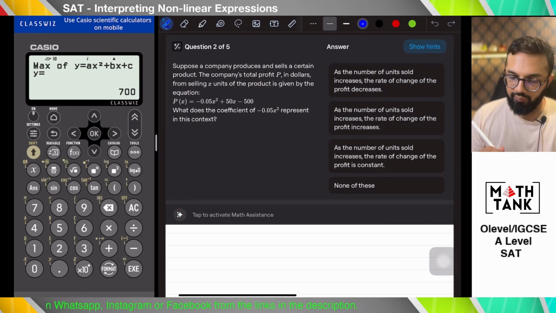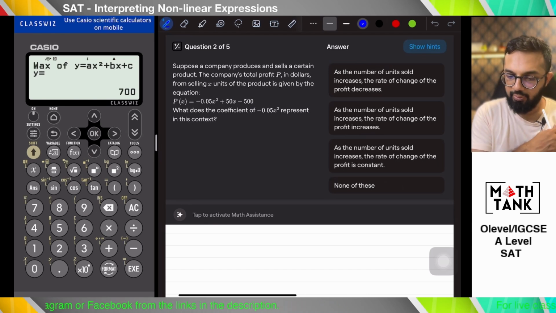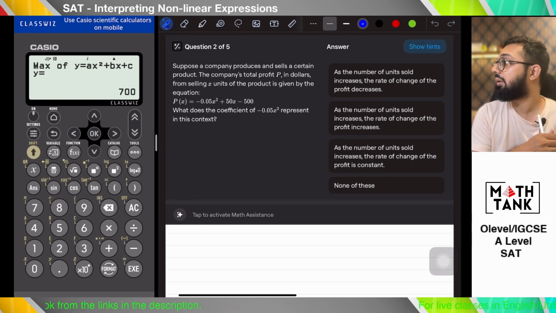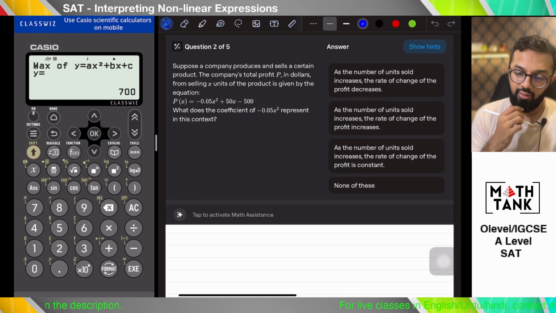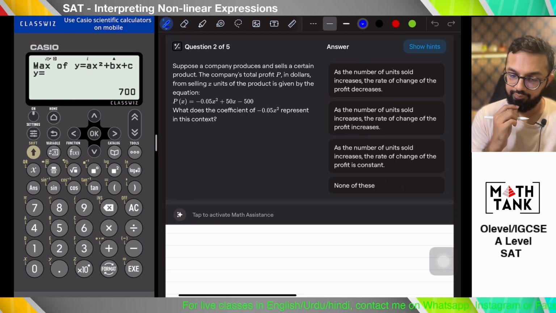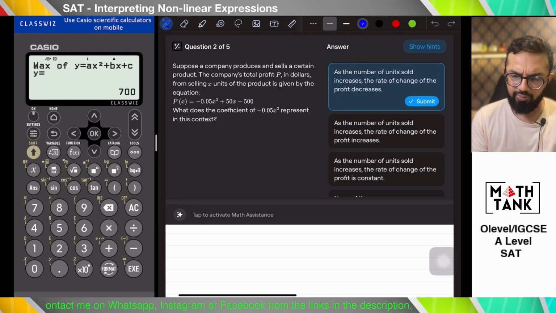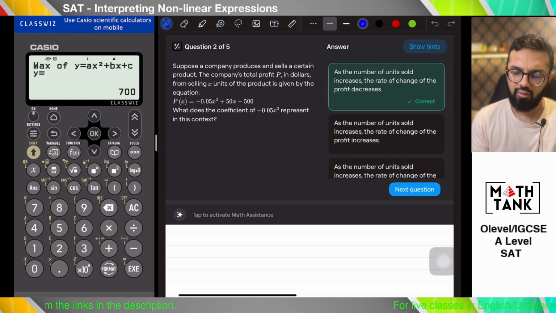Okay, what does the coefficient of minus 0.05 x squared represent in this context? And that should be the answer.